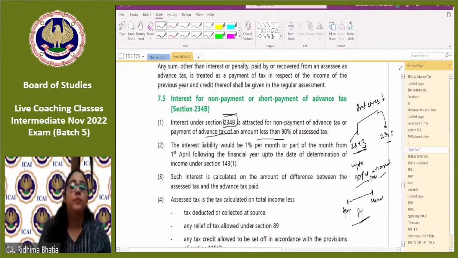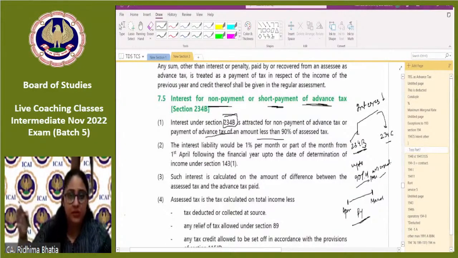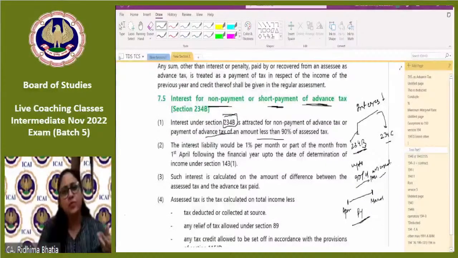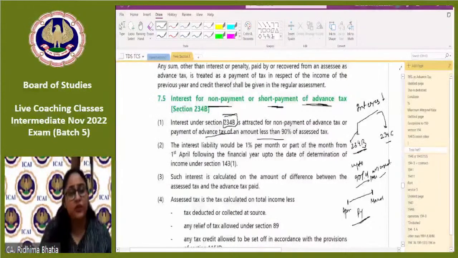Then Section 234B would be applicable, and as the name of the section says, interest for non-payment or short payment of advance tax, and obviously the advance tax is for the entire year. So the government says that okay, 10% estimation can go up and down, but if you have not deposited at least 90% of it, then we'll take advance tax for you. But what is the rate of interest? The rate of interest is 1% per month or part of the month.